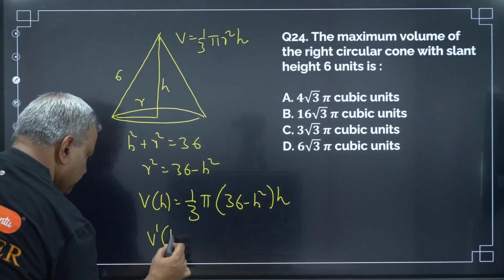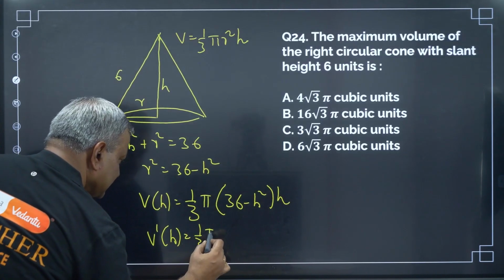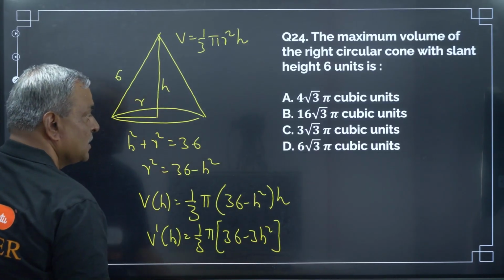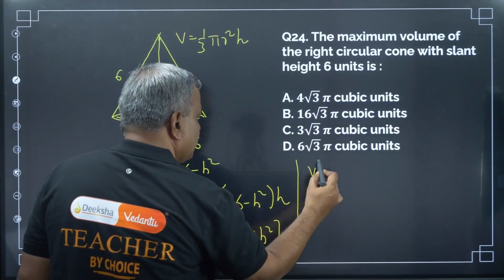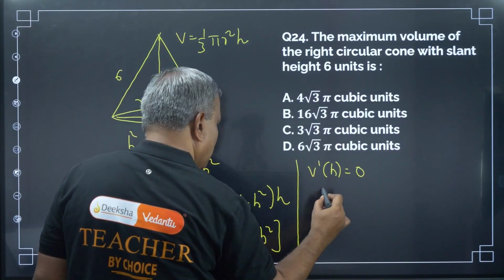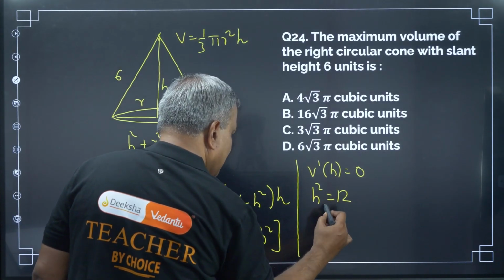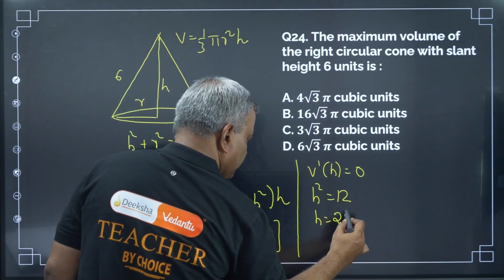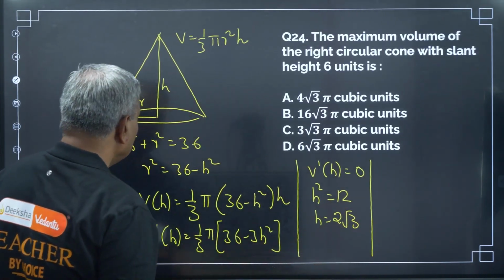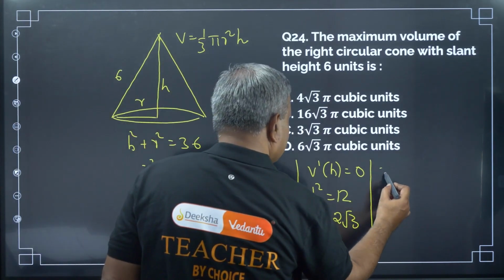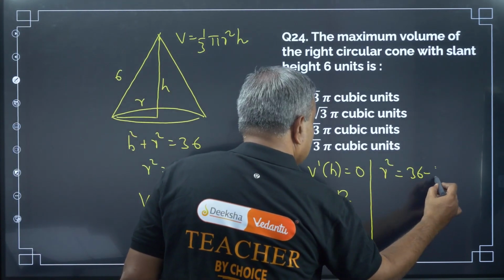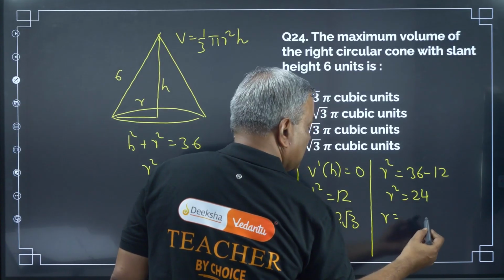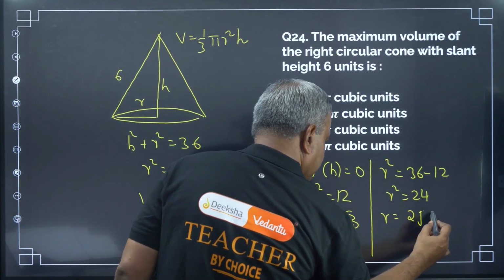So V dash h is equal to 1 by 3 pi into (36 minus 3 h square). For maxima minima, V dash h must be equal to 0. You get h square equal to 12, h is equal to root 12, which is 2 root 3. When h is equal to 2 root 3, substitute the h square value to get r square. r square equal to 36 minus 12, r square is equal to 24. You get r is equal to 2 root 6.